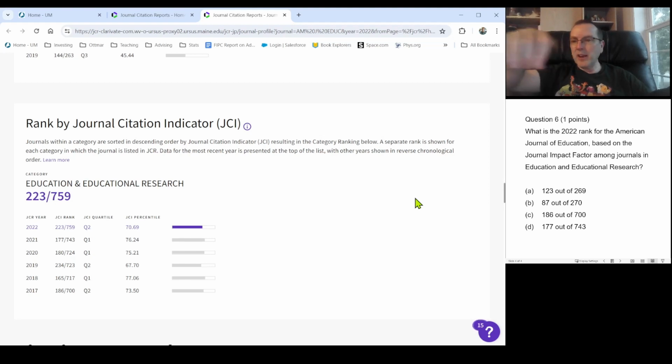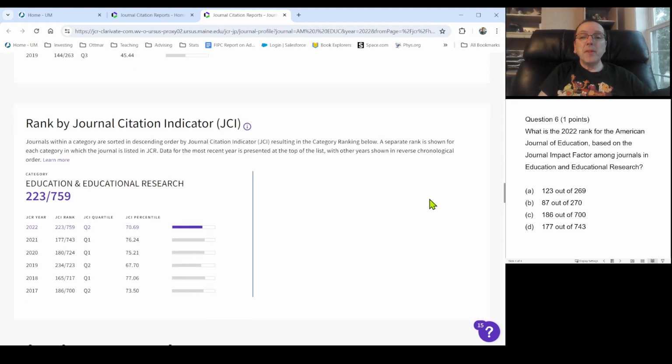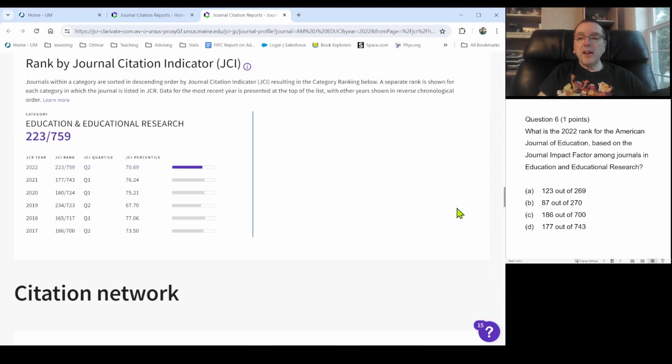Don't just compare it in the more well-established journals. If you're saying it's at the 50th percentile for education journals, you need to capture all the education journals, not just the more well-established ones. So that's kind of where we're going with that.